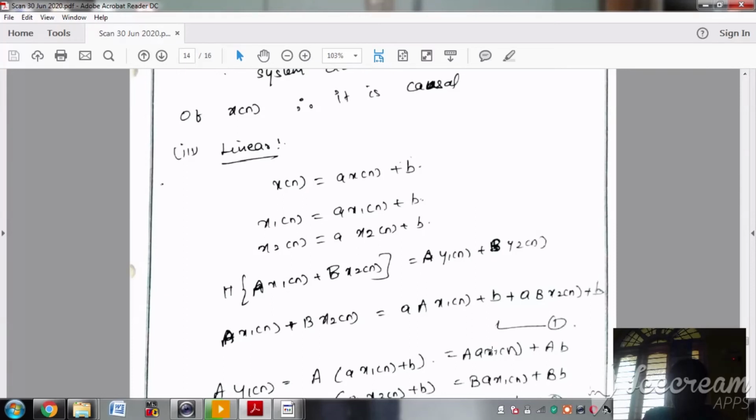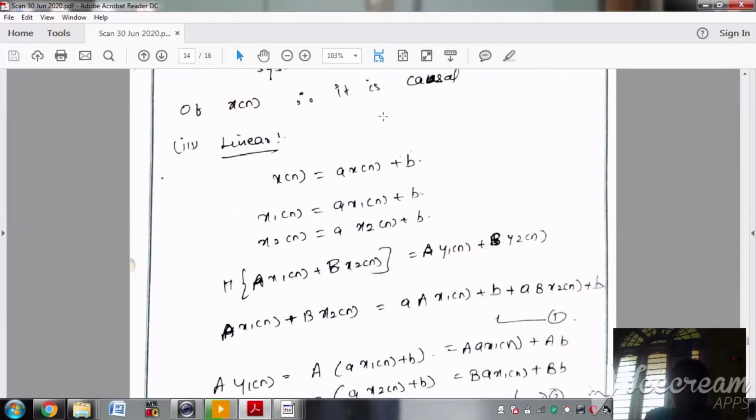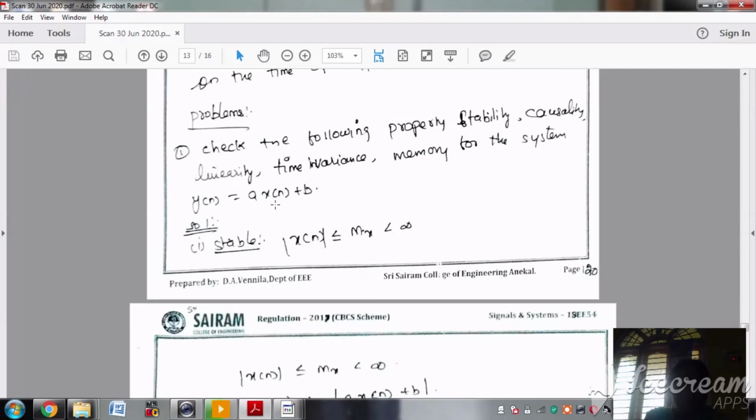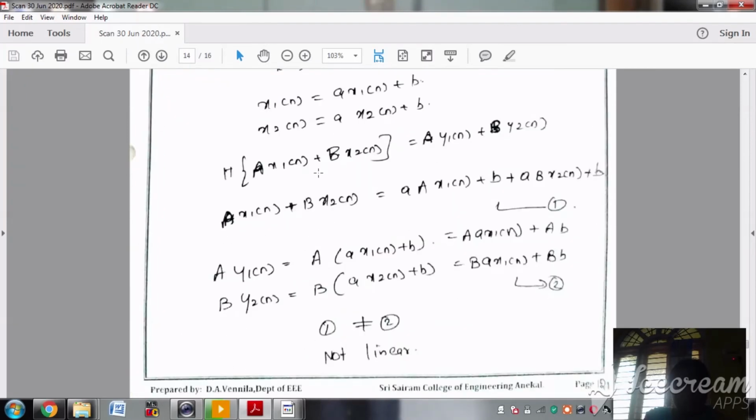Next I'm going to take the right hand side, which is A y1 of n plus B y2 of n. What is my output? My output is a x of n plus b, as given in the question. So I'm going to multiply A with y1 of n. A is multiplied with the entire signal, so A into a x1 of n plus A into b. And the total signal y2 of n will be multiplied with B, so B into a x2 of n plus B into b.